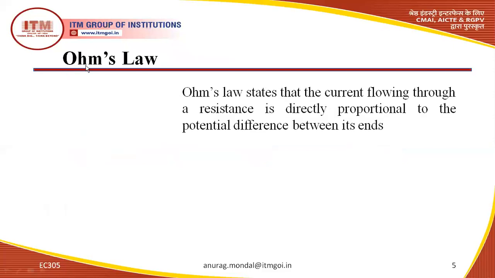Move on to the next basic thing, that is Ohm's law. Now everyone knows what Ohm's law is. Ohm's law states that the current flowing through a resistance is directly proportional to the potential difference between its ends. That is a little bit confusing in the statement, so let me show you what it means. It means that the voltage is proportional to the current: however much voltage difference there is between two bodies, that much current will flow across them.